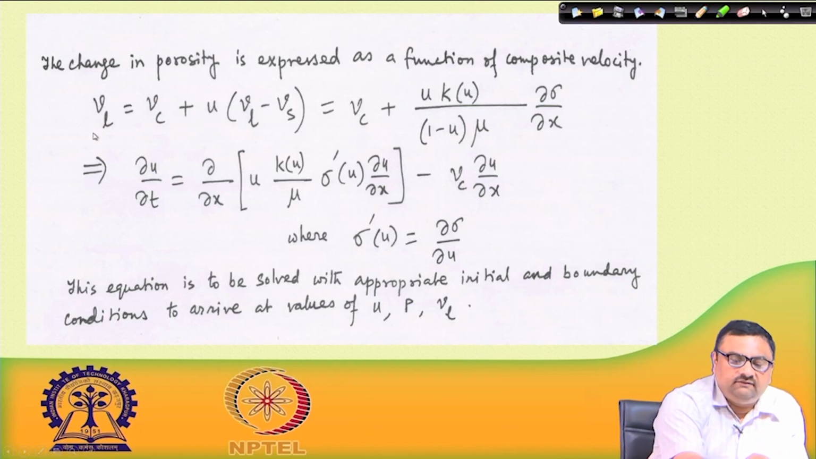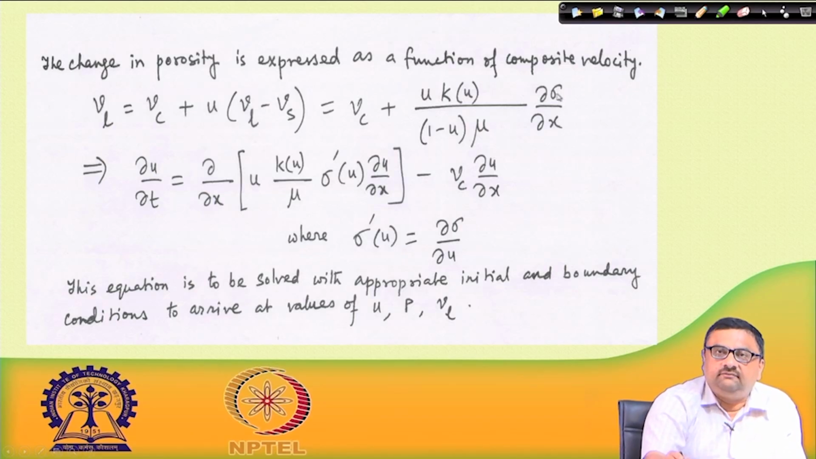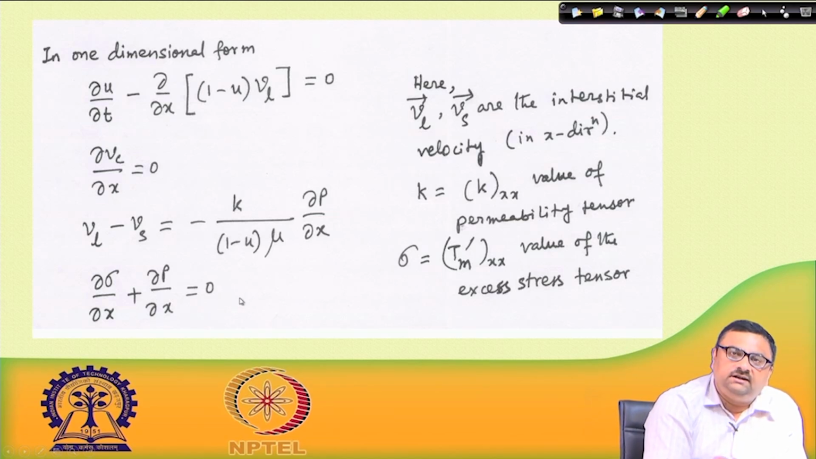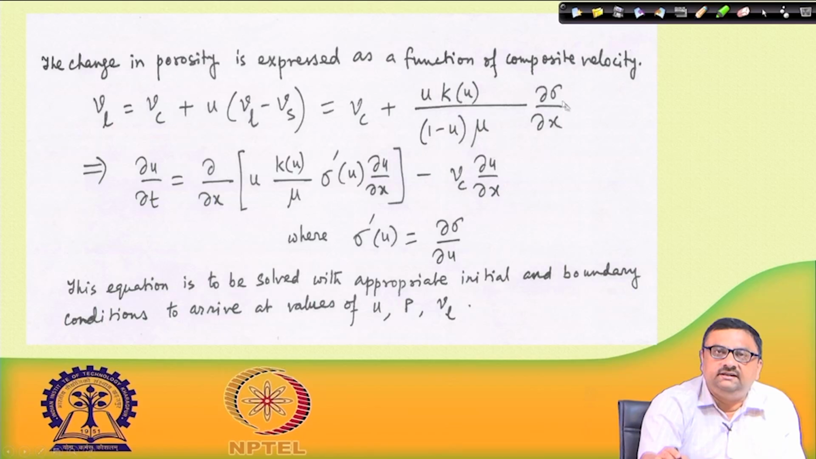So, basically you are writing V L, you are putting this equation here, and then V L minus V S, you write this based on Darcy's law that we have written. Relative velocity V L minus V S is this quantity, and then instead of del P del x, we had seen del sigma del x plus del P del x equal to 0. So, minus del P del x, if you take this to the right hand side, it would be minus del P del x, and that would be equal to del sigma del x. So, instead of minus del P del x, they have written it plus del sigma del x.